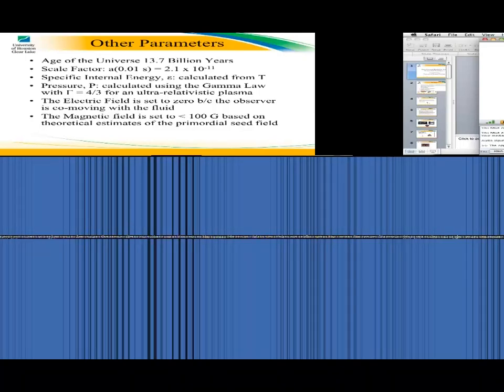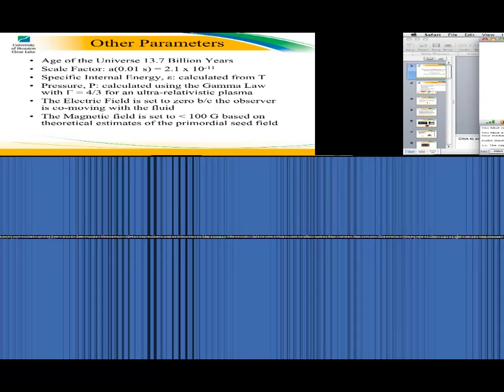And then you define the specific internal energy from the temperature. We calculate the pressure. The electric field is set to 0, again because of the co-moving condition. The magnetic field, from what we know, should be less than 100 Gauss. I mean, 100 Gauss would be the extreme end.